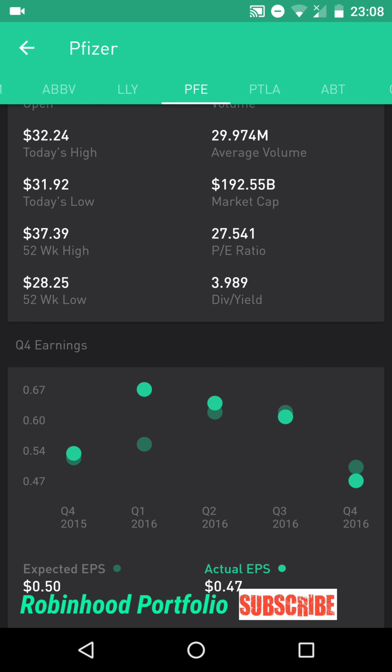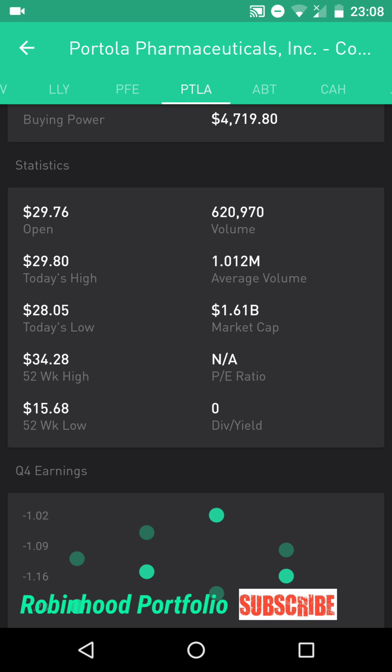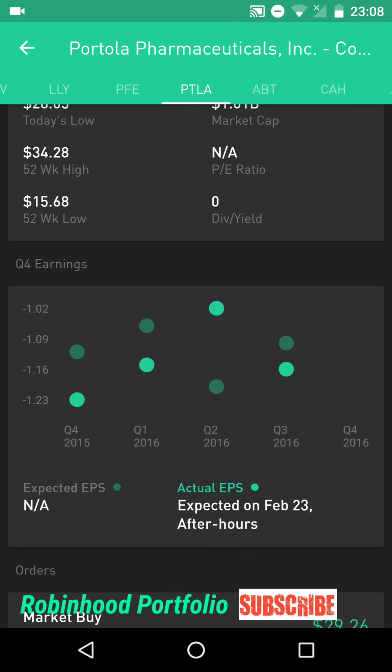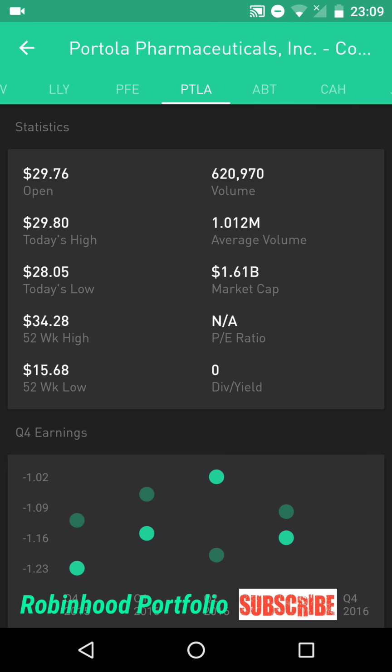Here's another PE ratio from Pfizer, 27.54. And some stocks, if they don't have profit, will actually show an NA there. You can see here on the bottom, Q4 earnings for Portola. This is a newer, smaller biotech company. You can see its earnings are negative. Sometimes they'll even calculate a negative ratio, but for the most part, they put NA if the earnings are negative. Basically, you can't calculate the price to earnings ratio for Portola.